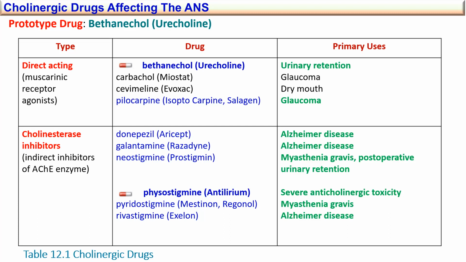And it can also be used to treat patients with anticholinergic toxicity. Patients, for example, who would consume or take large doses or too many doses of atropine as an anticholinergic. For this toxicity to atropine, physostigmine would be the antidote.